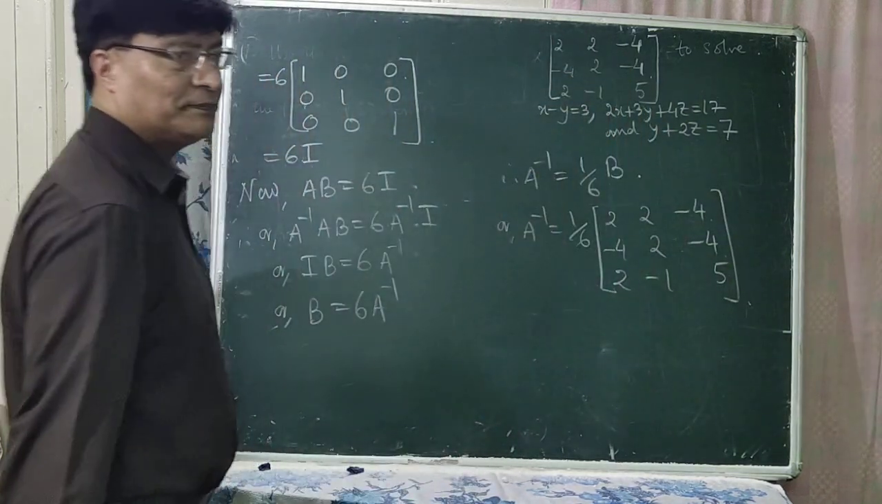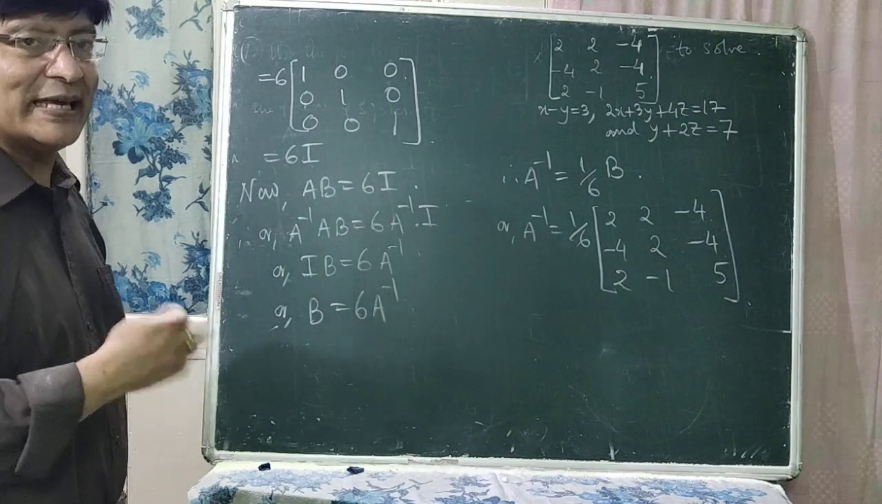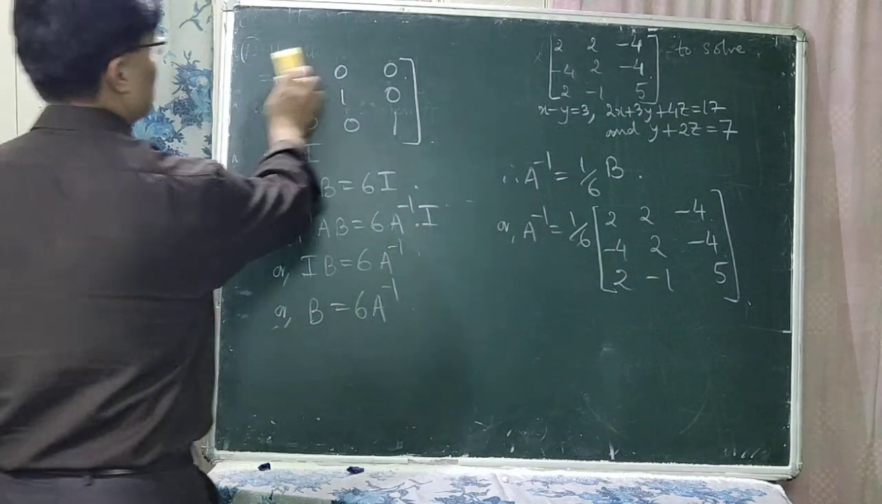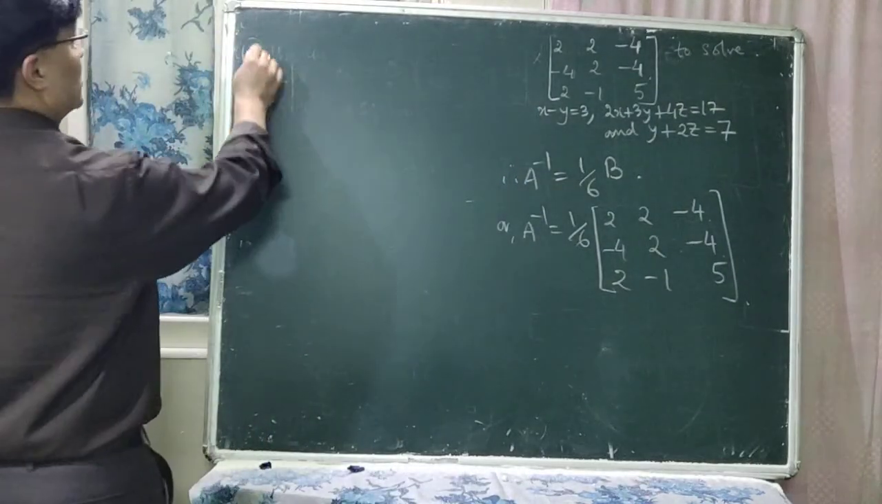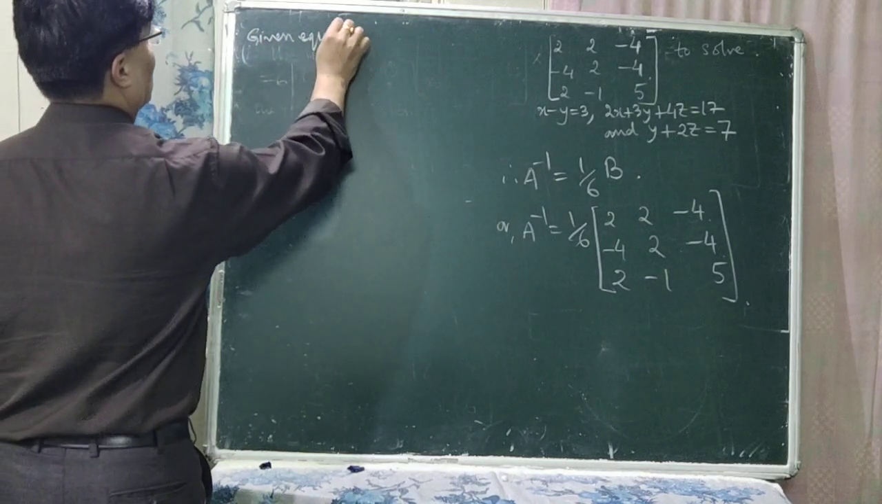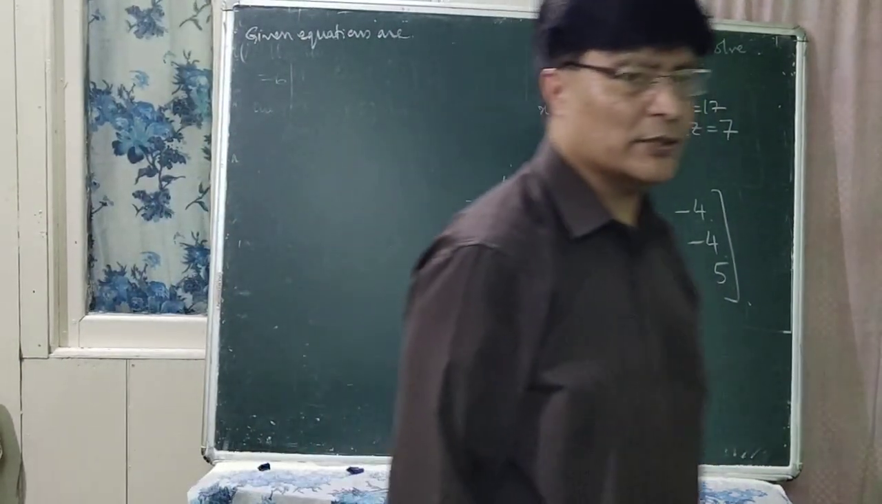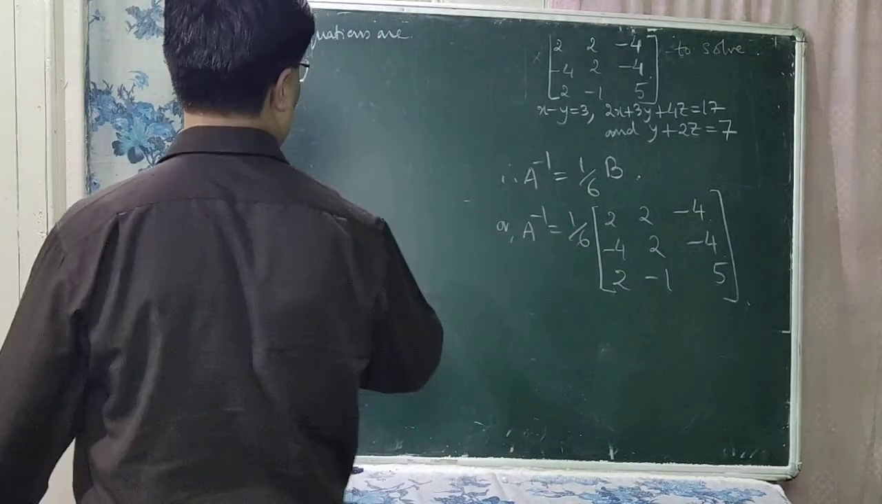Is that clear? So this is the matrix A inverse. That is, the inverse of the matrix A is this one. Okay? So now you have to solve the given system of equations. So write down the given equations. What are the given equations out here? The first is x minus y is equal to 3.